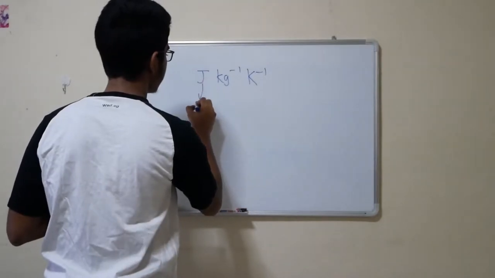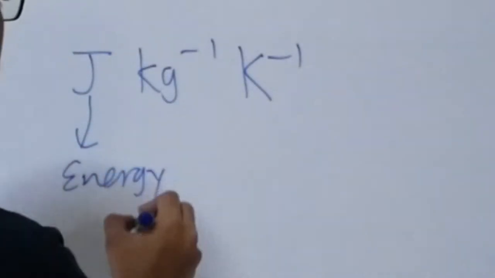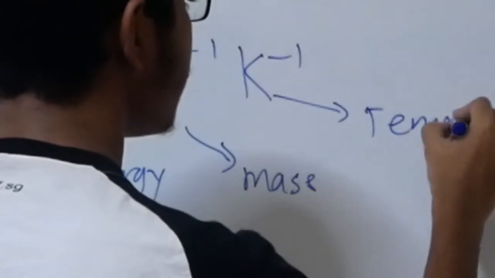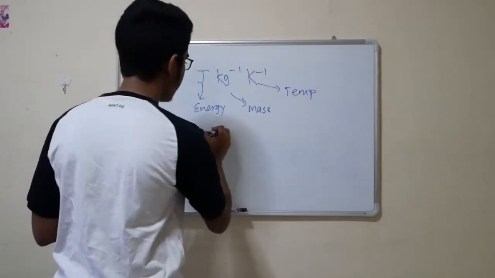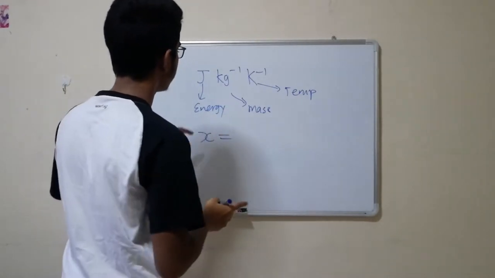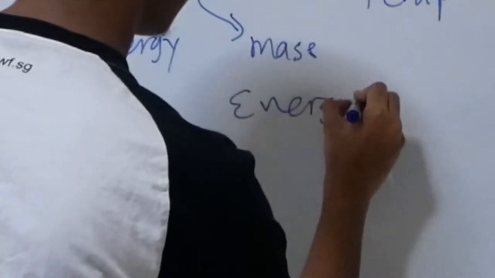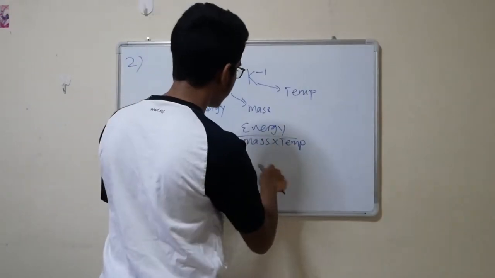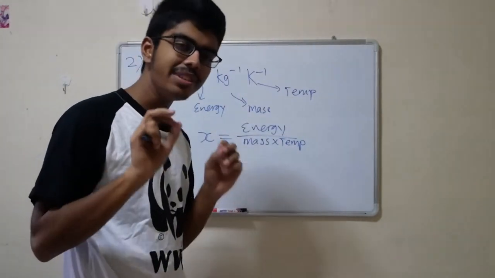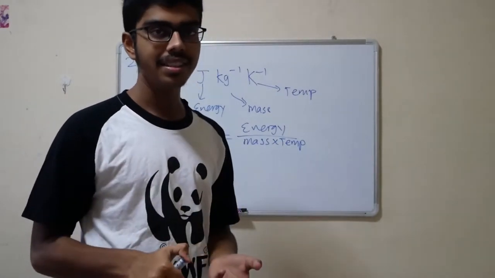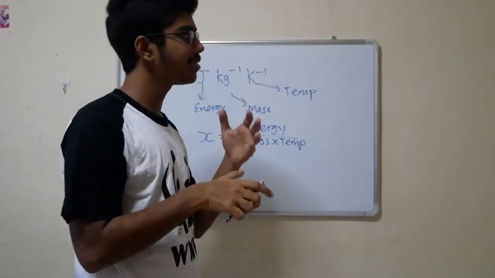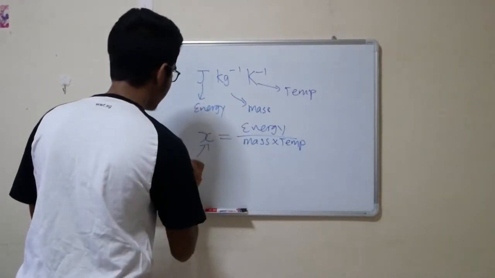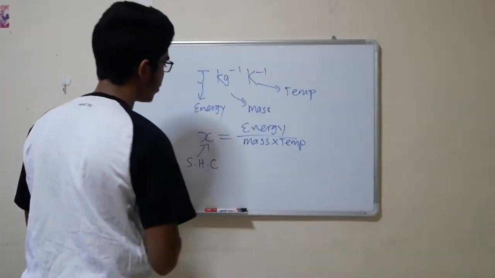So J right here is the SI unit of energy. Kilogram is the SI unit of mass. Kelvin is the SI unit of temperature. Am I right? So the formula has some variable X which is equal to energy divided by mass times temperature, correct? Because it's in a denominator, it produces the negative 1 power. And this has really, really helped me when I forget the formulas, but I just look at the units and I realize, oh, I somehow have to take this value divided by this times this value and I'll get the answer. And it has worked. In this case, this red X right here is the specific heat capacity of a certain substance.